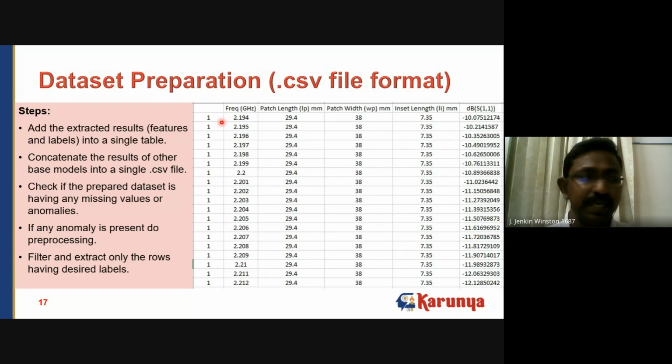The first column indicates my model number. Okay, so these are the first model numbers. From 2 gigahertz to 3 gigahertz, I would have populated my values and made it into an Excel file. So this is one part of the data set preparation.